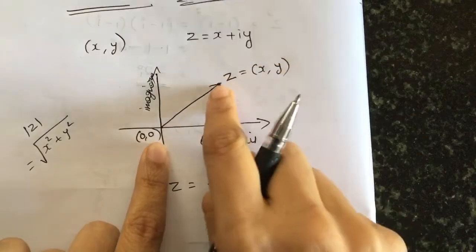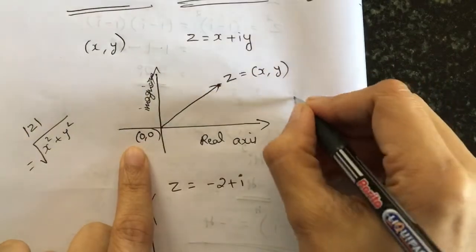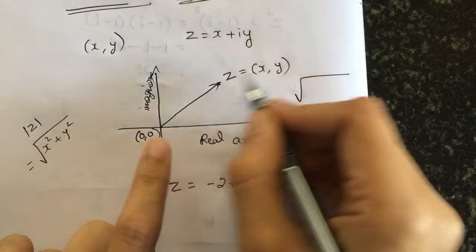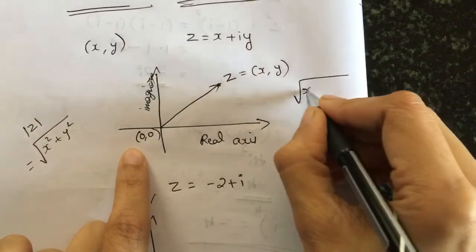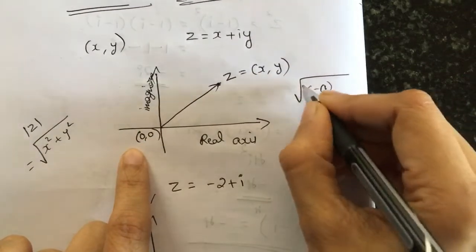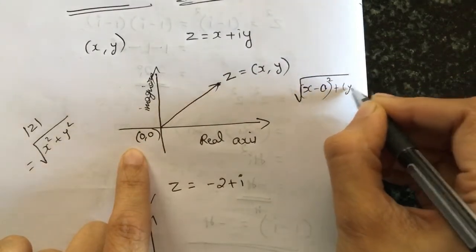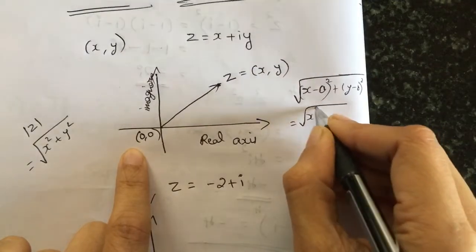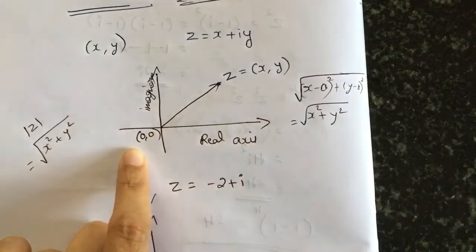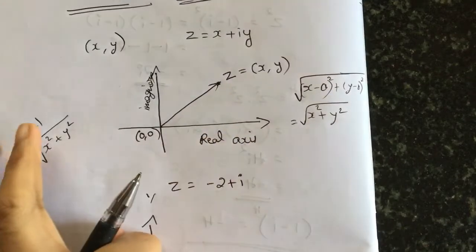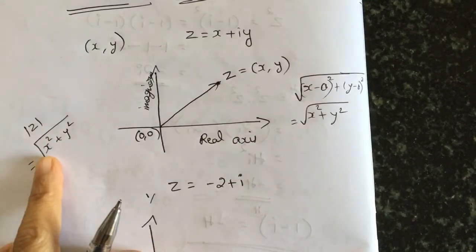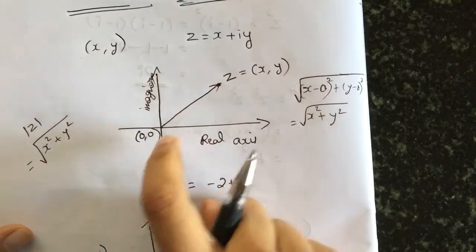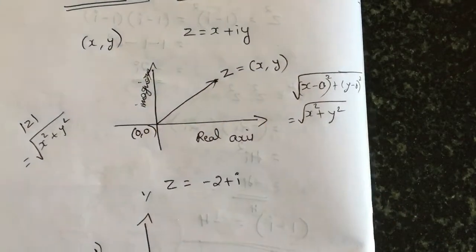You can observe that you can use the distance formula. It's root of (x2 minus x1) whole square plus (y2 minus y1) whole square, right? So (x minus 0) whole square plus (y minus 0) whole square, which is nothing but root of x square plus y square. So that's what I'm trying to say. Mod z is nothing but the distance between the point x comma y and the origin.